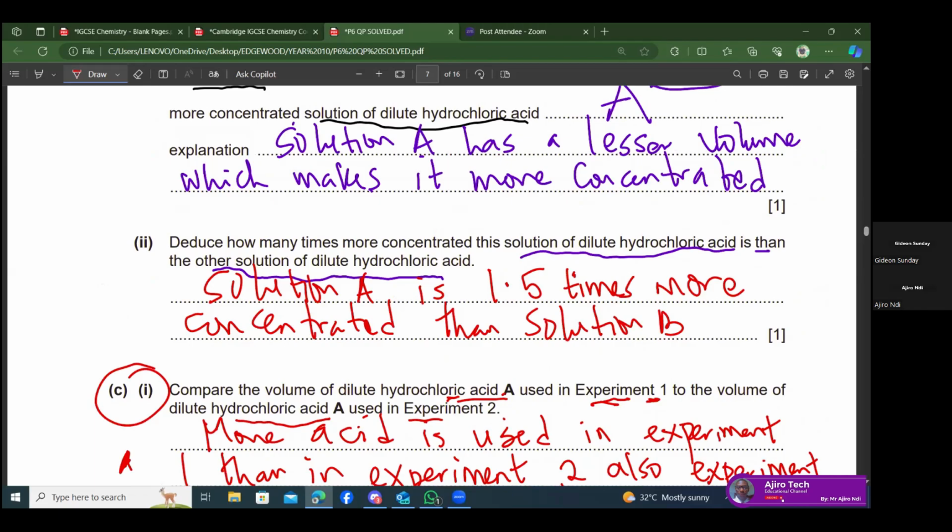All you had to do was just divide. Some students will make the mistake of subtracting. No, you don't have to subtract. Just divide their values and you know the number of times in which one is more concentrated than the other.